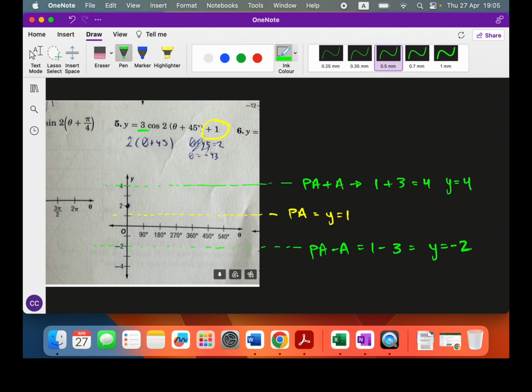Now I have to deal with this idea of what my phase shift is. So this is a cosine function. Cosine functions always start at the max, they go to the min, and they come back up. So cosine functions start at the max, but this says that my cosine function starts at negative 45 degrees. We go back 45 degrees. We good with that?